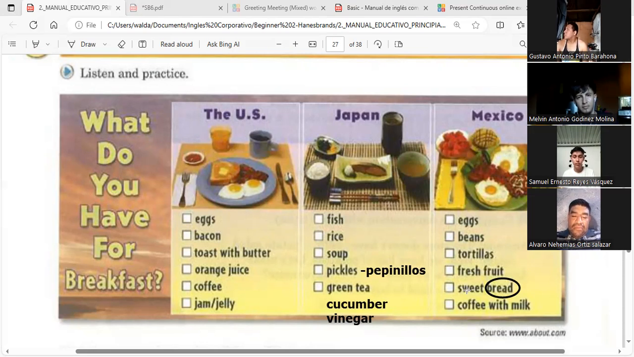No? We understand the vocabulary? Yes? You understand it? So it's clear? Okay. All right. Repeat after me. Eggs. Beans. Quiero escucharlos a todos porque solo escucho como a uno o dos. Okay. So repeat after me. Eggs. Beans. Tortillas. Fresh fruit. Sweet bread. Coffee with milk. Good. Okay, bravo.